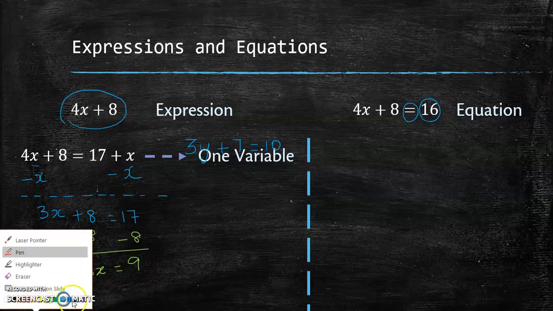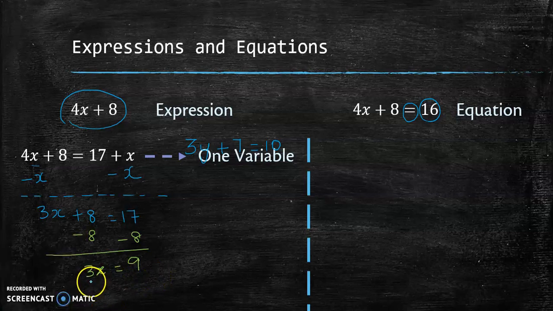So we want to find the value of x. So we will divide both the sides by 3, which is equal to 3. So x equal 3. Let's try one more example.